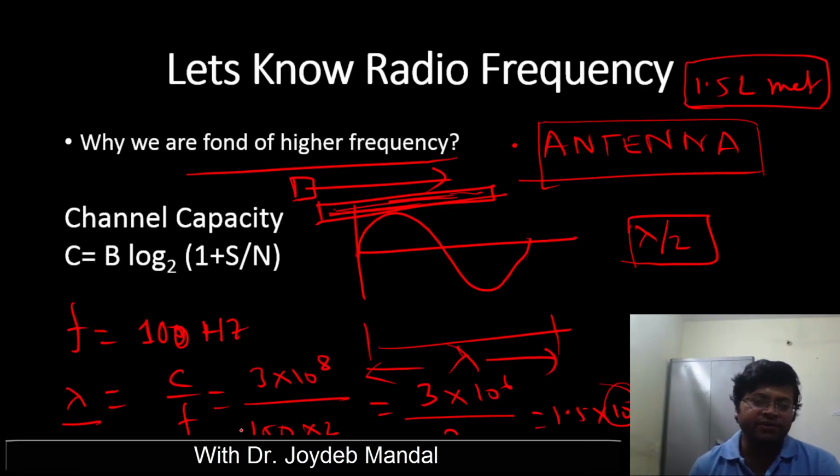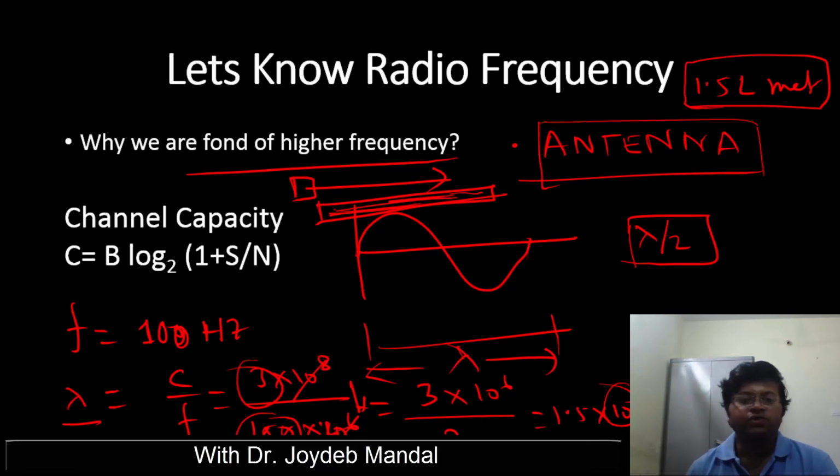Then if I increase the frequency, this term will decrease. Now if I make it 100 megahertz, then 10 to the power 6 will come, then divided by 2, it will come to 3 meters only. So if I increase the frequency, then the antenna dimension will be extremely small. So the basic fundamental theory of high frequency is that we are going to higher frequency because of the reduction of antenna dimension.